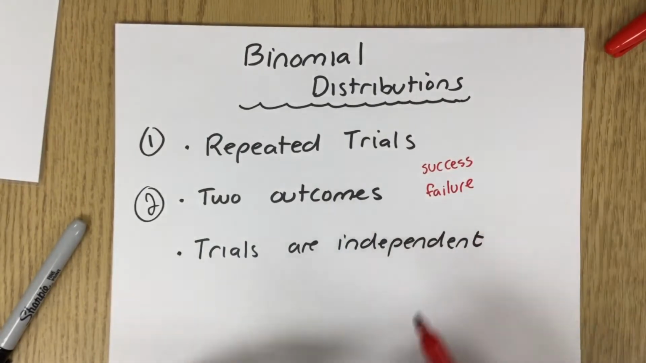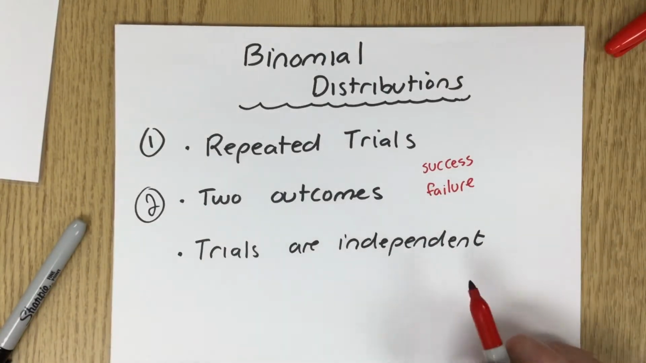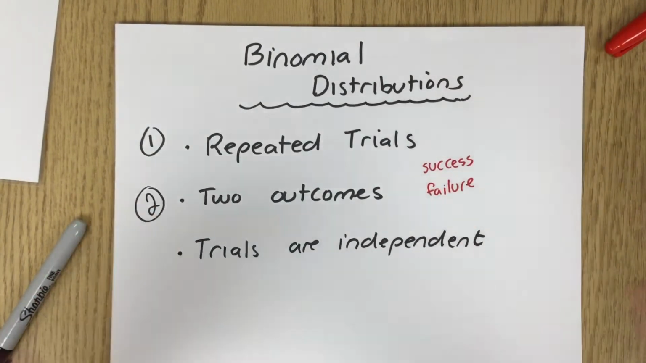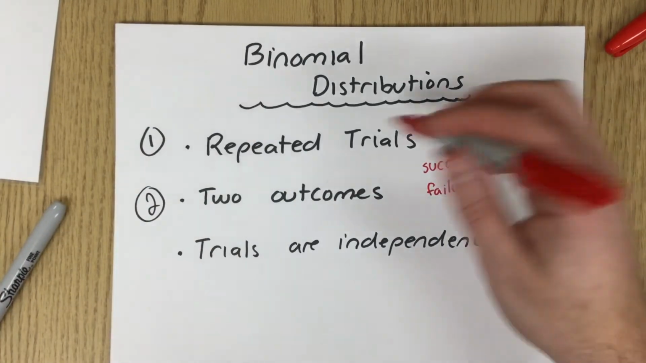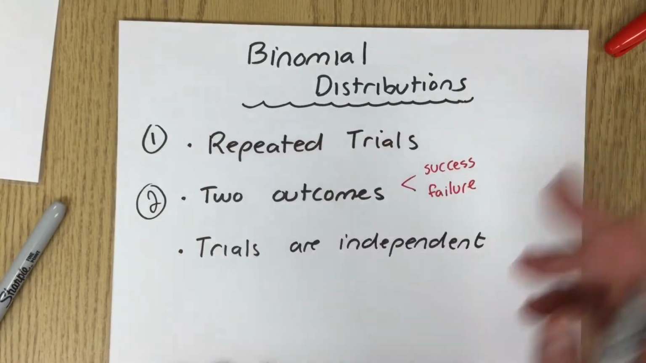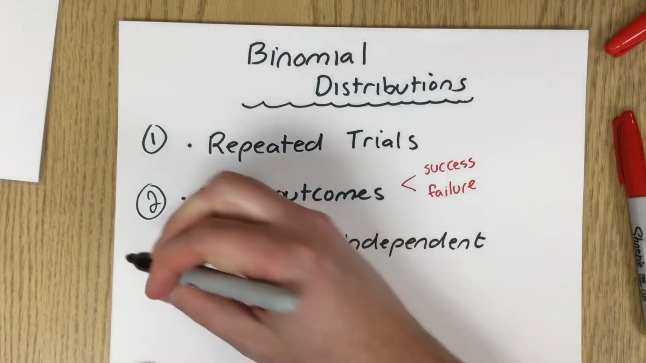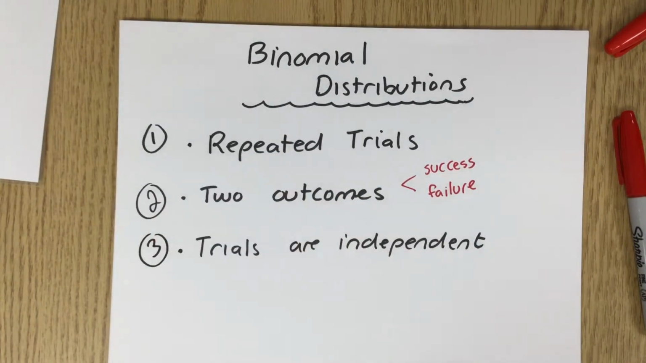For example, if the outcomes could be blue and green, we might say that blue is a success and green is a failure. Or blue is a success and every other color is a failure. Essentially, if we can class all the outcomes into two groups, then that's one of the conditions to be a binomial distribution. And three, the trials are independent. That means the probability is the same for every trial. The outcome of a previous trial has no effect on the outcome of future trials.